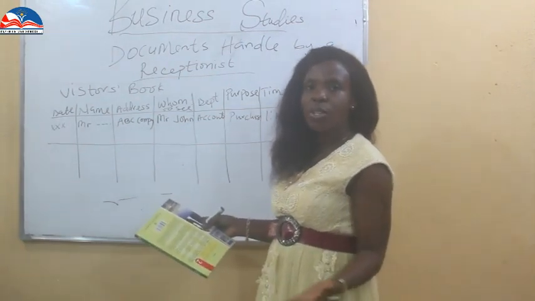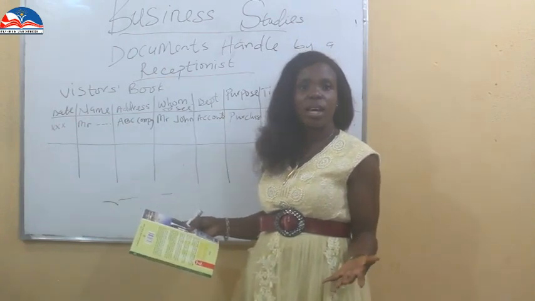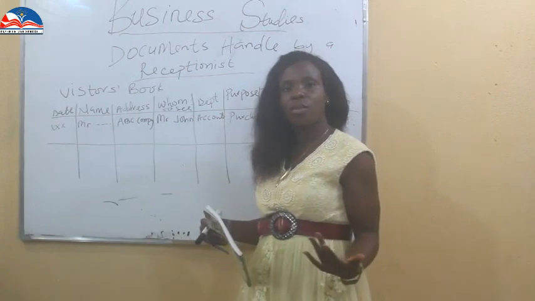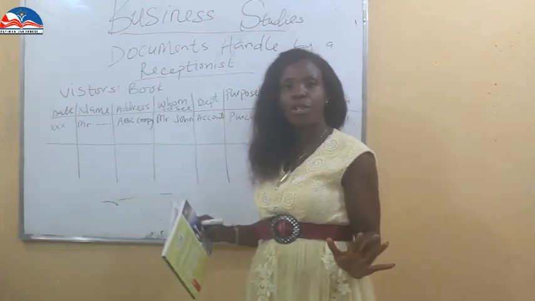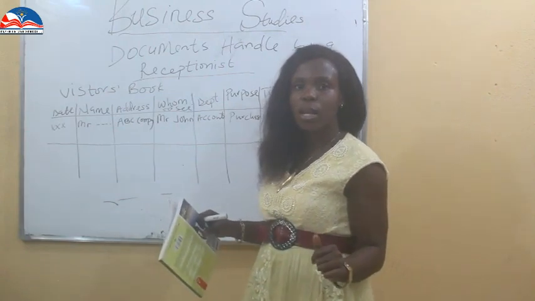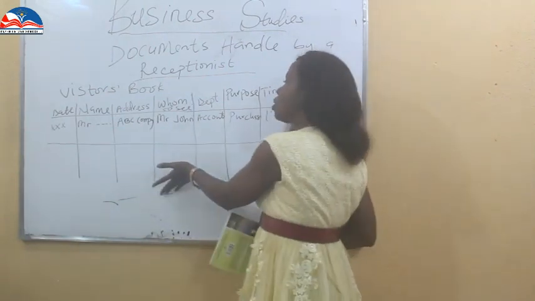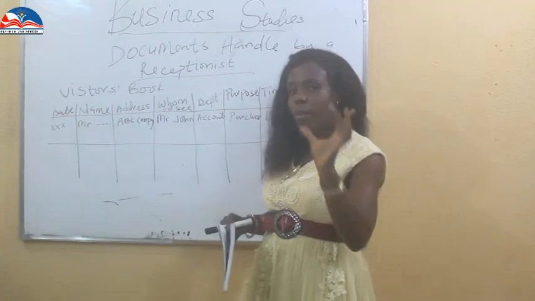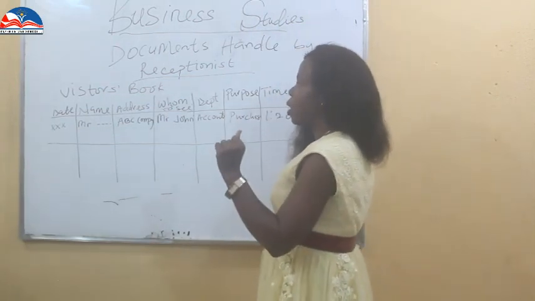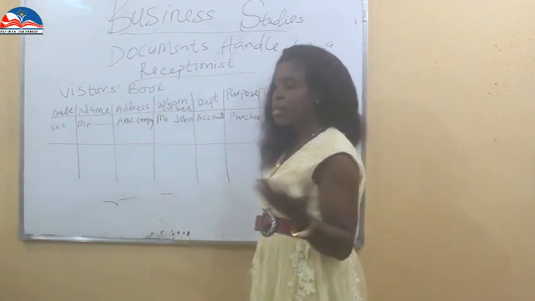He handles this book in such a way that he has it handy so that all who come into the organization as visitors fill in detailed information that will enable the organization to know those who have visited. The pictorial example here is a format of how a visitor's book looks. The visitor's book is like this.